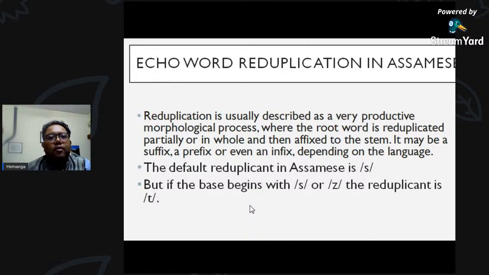Another example is echo-word reduplication in Assamese. Reduplication is usually described as a very productive morphological process where the root word is reduplicated partially or in whole and then affixed to the stem. It may be a suffix, prefix, or even an infix, depending on the language. So the default reduplicant in Assamese echo word formation is sa, but if the base begins with sa or za, the reduplicant is ta.